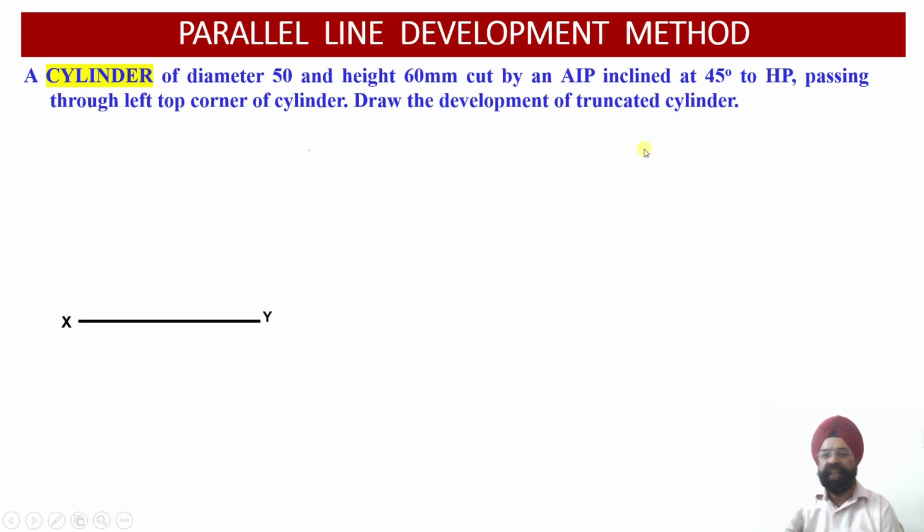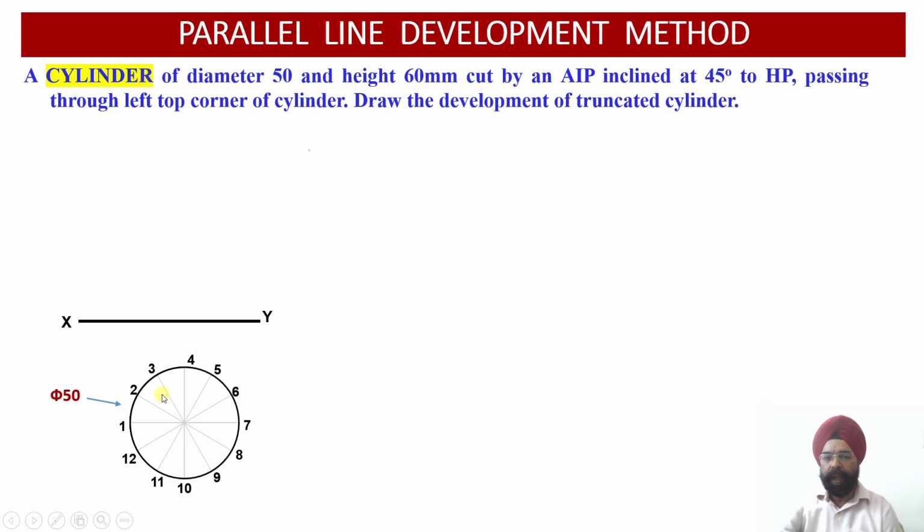So you see, the top, that is the circle, we are going to draw. Circle, we have divided it into 12 equal parts. So the diameter of the cylinder is equal to 50 millimeter. Since this is standing upright on the horizontal plane, the top view will give us the true shape of the circular base or the top face. So 12 points we have marked, 1 to 12 over here. Now let us draw the front view. So the height of the cylinder is given to us as 60 millimeter.